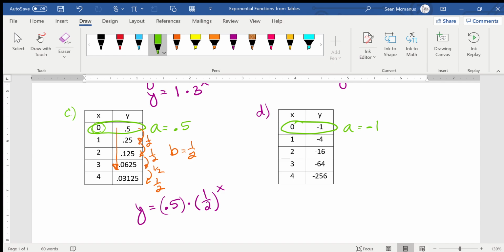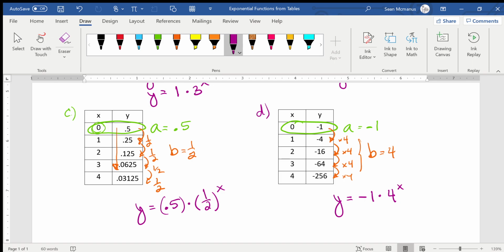A is -1. As we go down from -1 to -4, that multiplies by 4. From -4 to -16, that multiplies by 4. From -16 to -64, that multiplies by 4. Right? Every single time it's multiplying by 4. So my a is -1 and my b is 4. So I can write my equation just like I did before. Y equals -1 times 4 to the x.